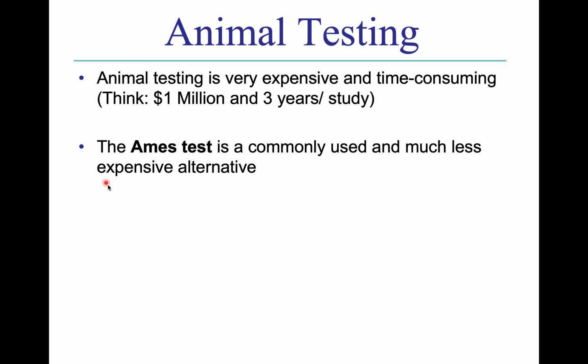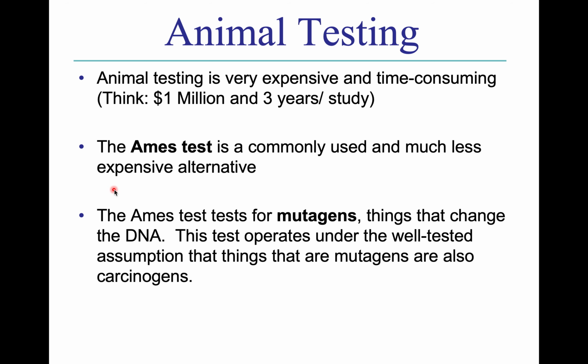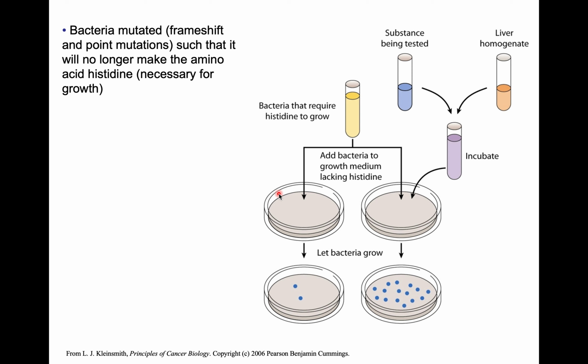So one alternative that's very commonly used because it's much less expensive is what's called the Ames test. The Ames test utilizes bacteria instead of animals, and it is really a test for mutagens, being things that mutate or change the DNA. And this is really using the assumption that things that mutate the DNA are also carcinogenic, and that is almost always the case. So if something alters your DNA, it usually has the potential to cause cancer.